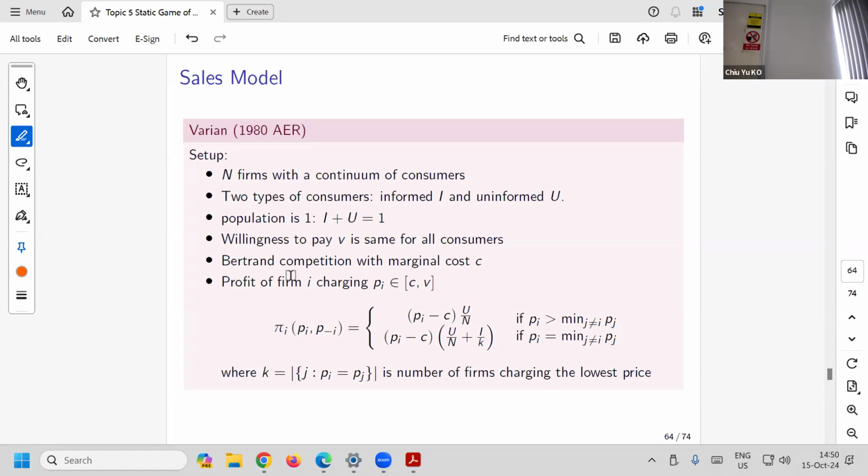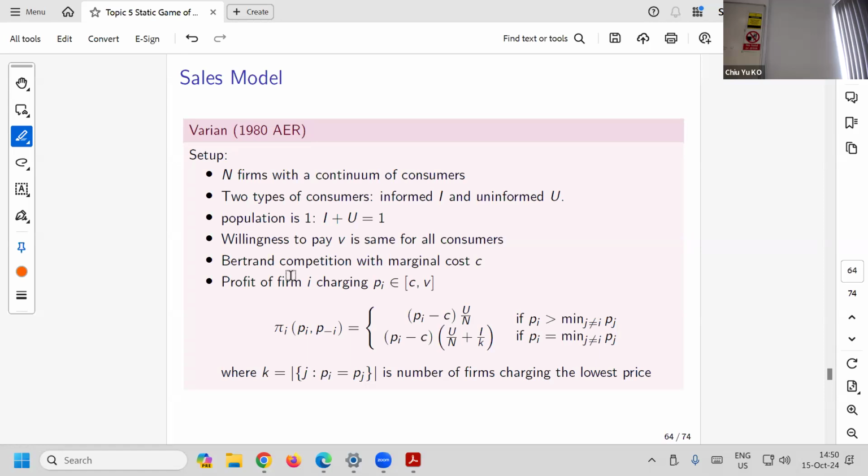And the types of customer are either informed or uninformed. Informed means the consumer has a lot of free time. He likes to shop around and look at the prices, so he's well informed about all the prices. He knows every single price in the market. This is one extreme type.